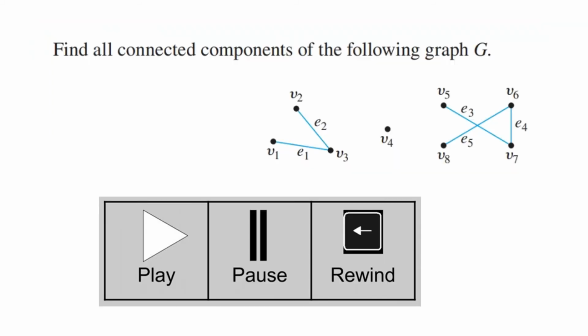Okay, so here we have a problem for you to explore. What we want to do is find all connected components of the following graph. That whole thing is the graph G. So what you're going to do is pause, work the problem, see how you did, and then we'll hit play and return.